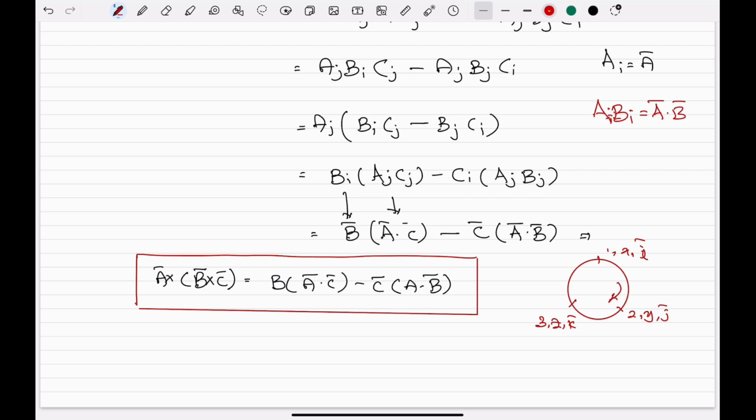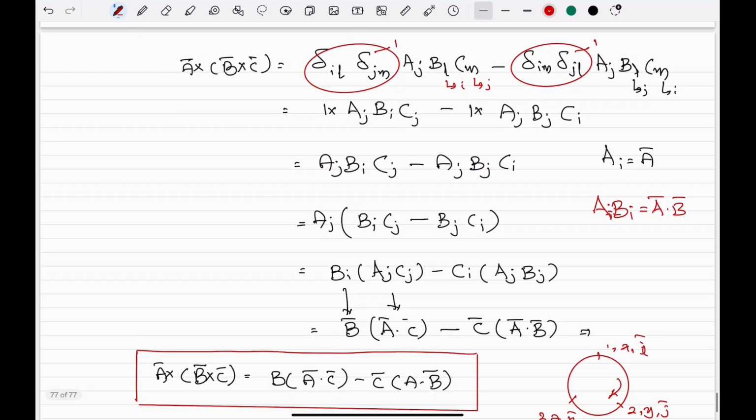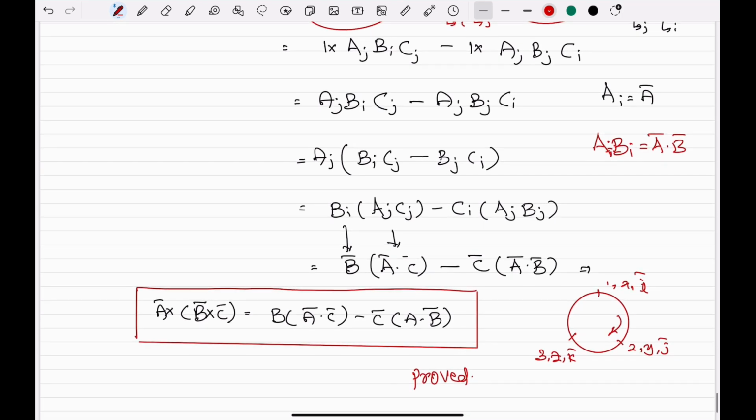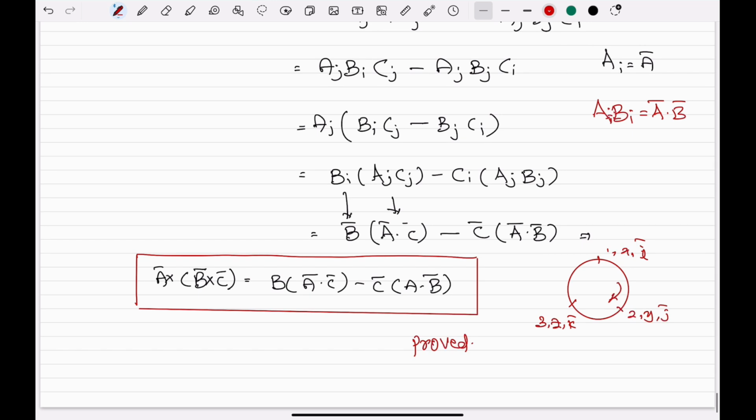And this is how this identity is proved. It's very simple. I have explained you because it took little time, but however once you start practicing the things, then you can very easily write any product, let it be dot product, cross product, or triple product, anything you can easily solve by using Kronecker delta and Levi Civita symbol.